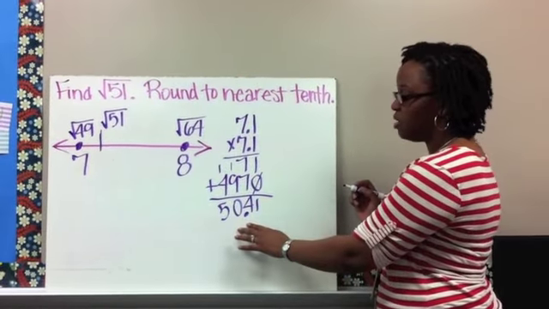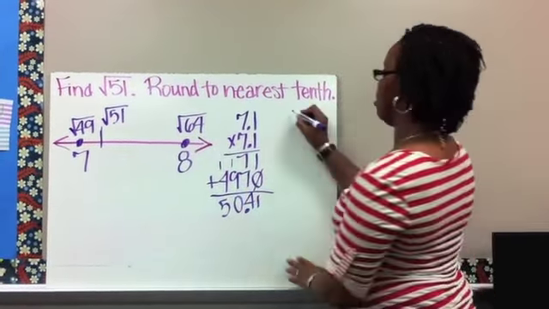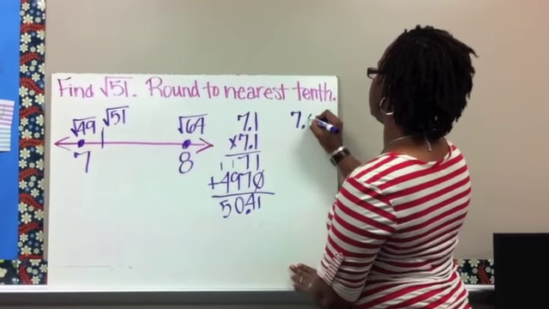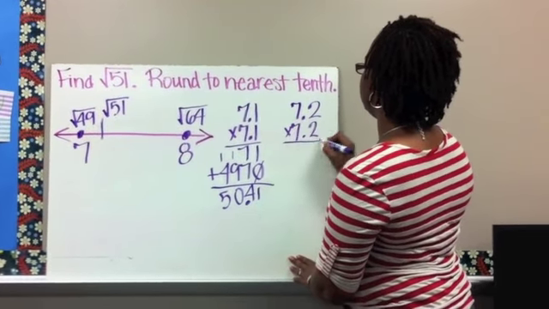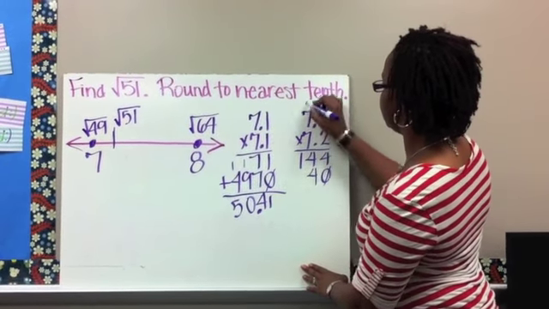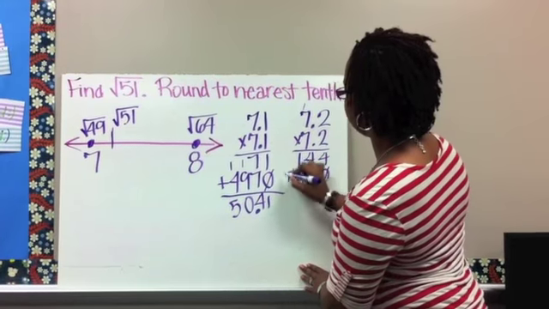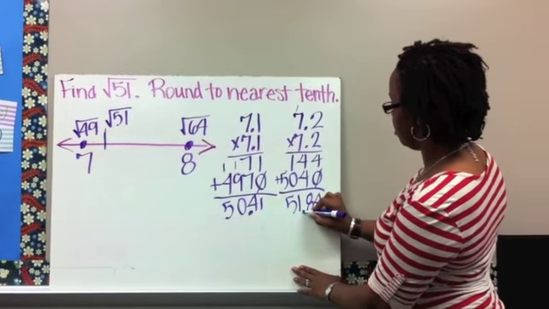I got 50 and 41/100ths. That's kind of close to 51, but I might be able to get a little closer. So I'm going to try out 7 and 2/10 squared also. So 7 and 2/10 times 7 and 2/10. 2 times 2 is 4, 2 times 7 is 14. Hold the place there. 7 times 2 is 14. 7 times 7 is 49, plus 1 is 50. I'm going to add that all up. 4, 8, 1, 5. 2 numbers on my problem, 2 numbers on my answer.